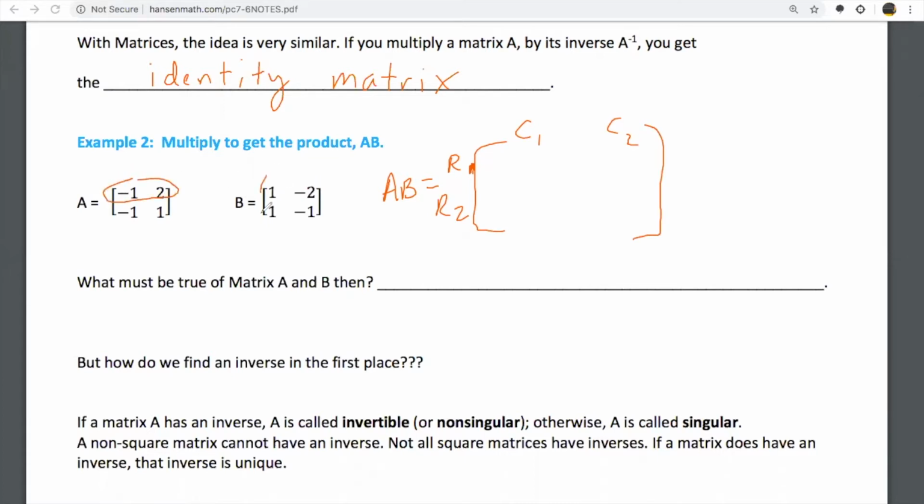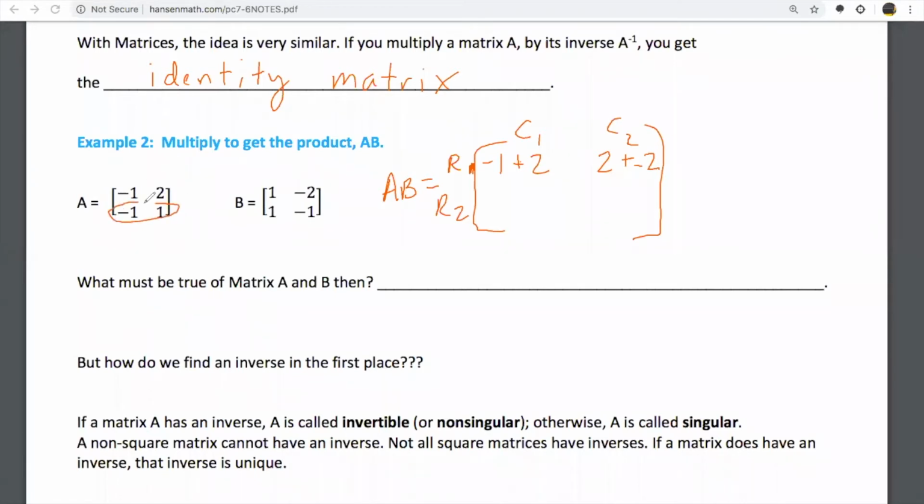And now let's multiply row 1 by column 1, and we'll start to get our product matrix. -1 times 1 is -1, plus 2 times 1 is 2. Okay, now we'll do row 1 times column 2. -1 times -2 is 2, plus 2 times -1 is -2. Okay, we're all done with row 1. So now we'll move on to row 2.